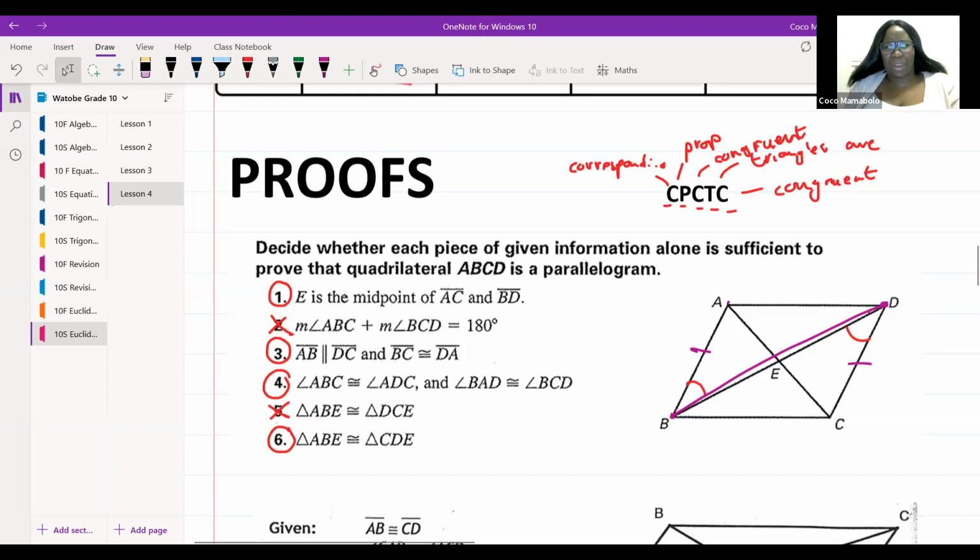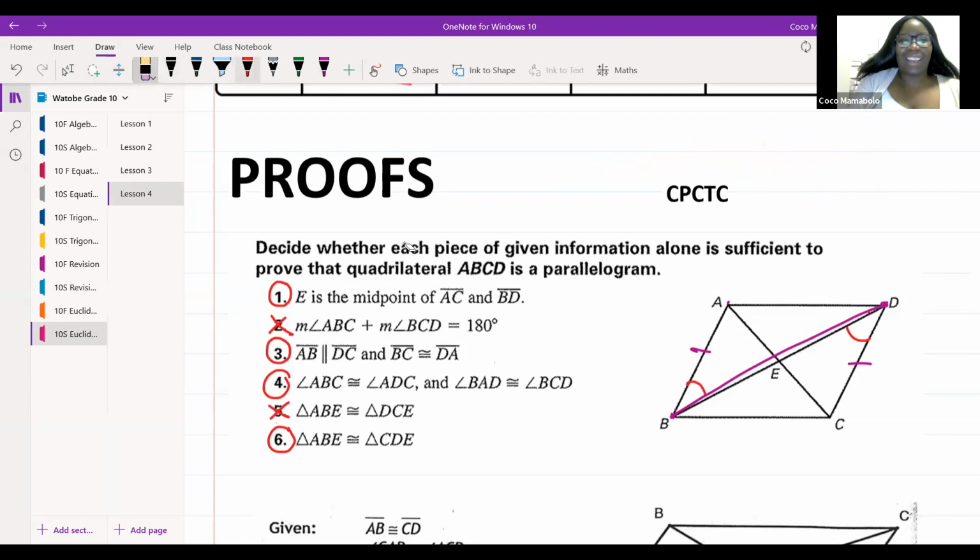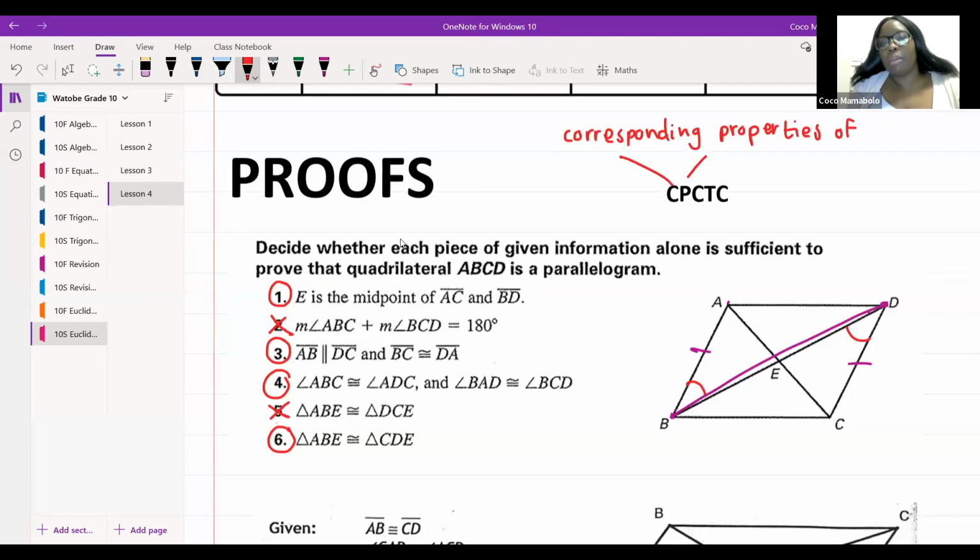Okay, let me write it properly. So it stands for corresponding properties or parts. You can use either properties or parts of congruent, that's the third C, triangles, that's the T, triangles are, I'm just going to add an R here, are congruent.